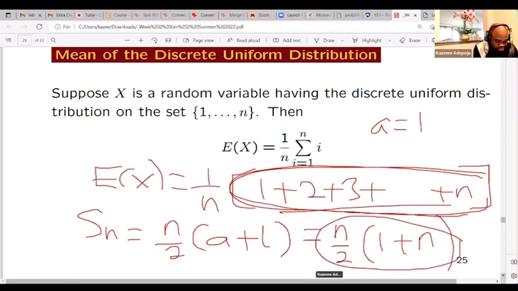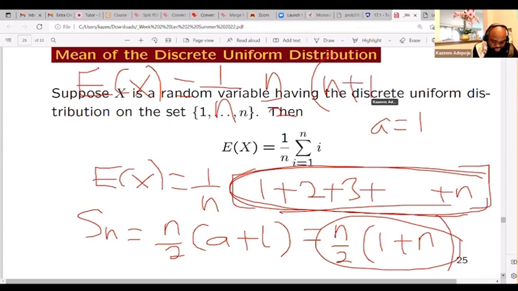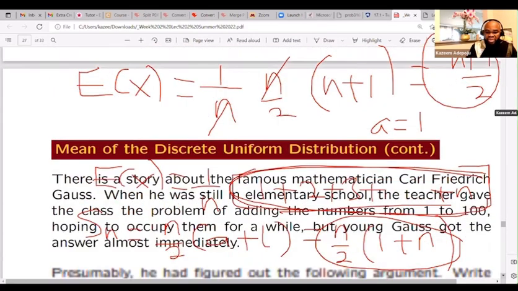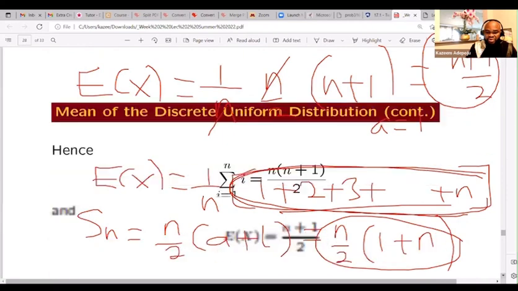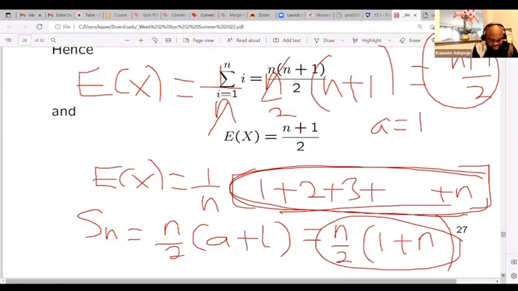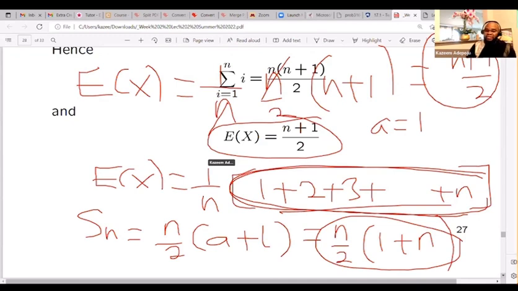Now, what is the mean, the expected value of X? It is 1 over n times n over 2 times n plus 1. The n cancels n. What do you have? n plus 1 over 2. And that was how you got this. The expected value of X is n plus 1 over 2 for the discrete uniform.